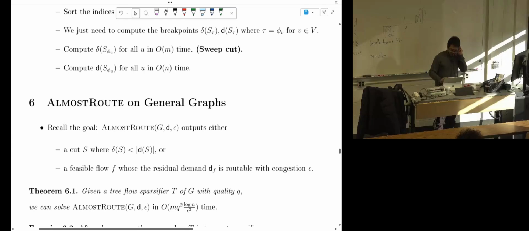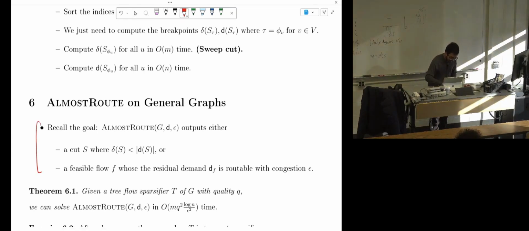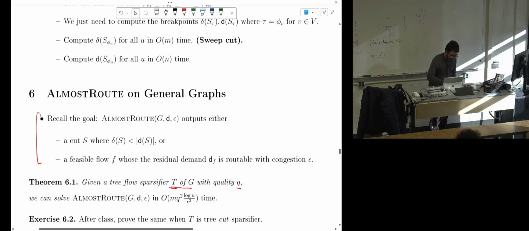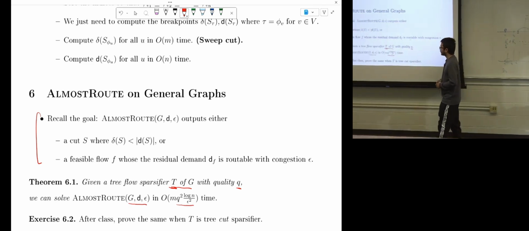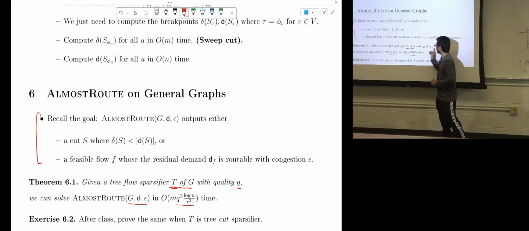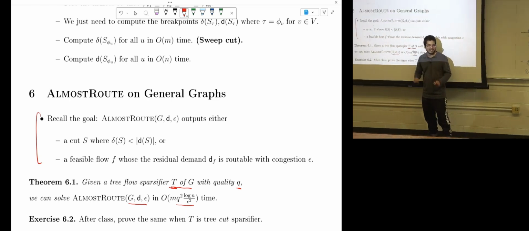Okay. So I claim that this is a problem. My claim is that if I give you a tree-flow sparsifier T of G with quality Q, then we can solve almost-route in time m times Q squared times log over epsilon squared. So the quality here just affects your running time. It doesn't affect your approximation.